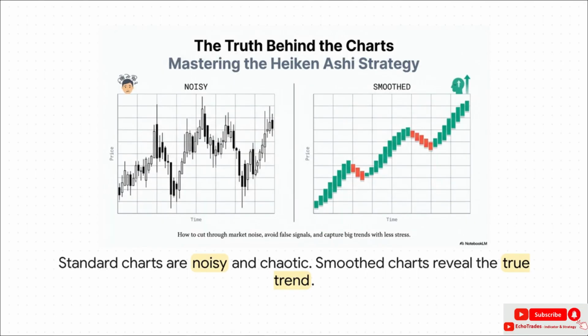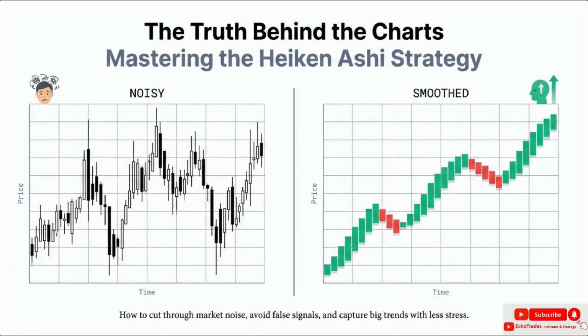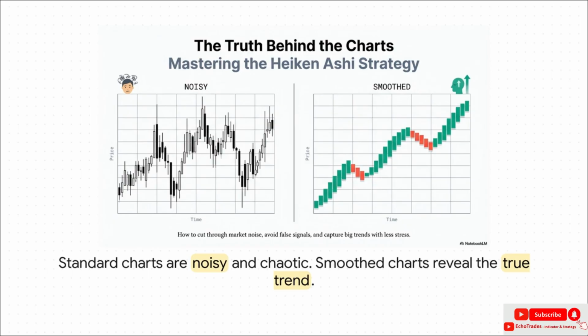So just take a look at these two charts. Be honest. Which one would you rather trade? The one on the left, the chaotic, noisy mess that feels like you're just guessing? Or the clean, smooth trend on the right that basically spells out the market's direction for you? Yeah, I thought so. If you pick the one on the right, you are in exactly the right place because we're about to break down how to get that kind of clarity.